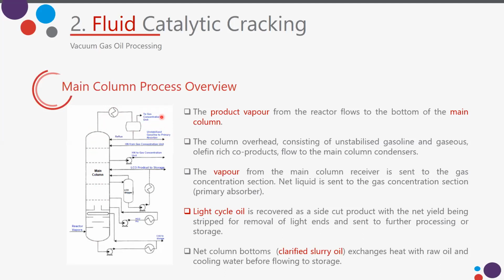And the gases, of course, we will also try to recover as much as possible of the valuable products in this gas stream. So we'll send it to the gas concentration unit, and it will be compressed in the wet gas compressor. And then we will have this side stream from the main column.